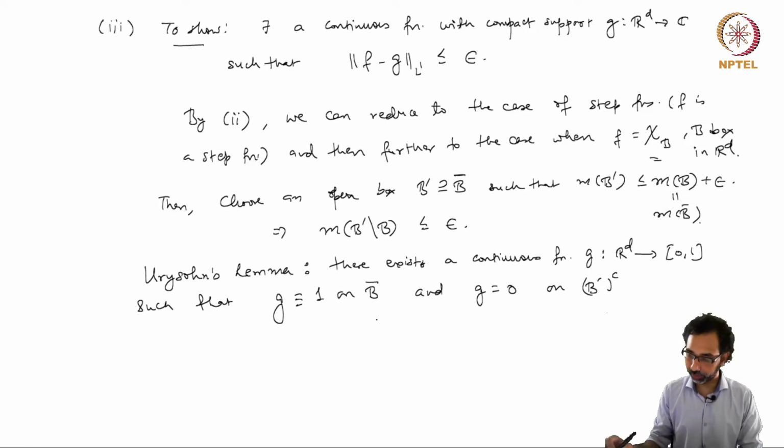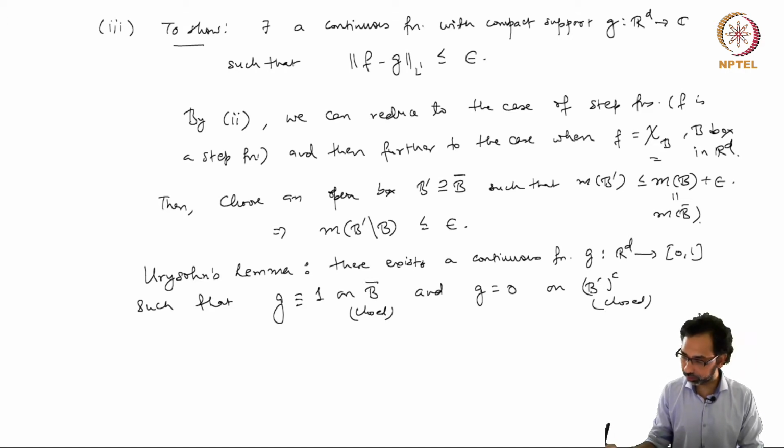So this is about separation of disjoint closed subsets of R^d. This is a closed set and this is a closed set. So Urysohn's lemma states that there exists a continuous function which is 1 on one of the closed sets and 0 on the other closed set. So we are going to use this to determine our g.